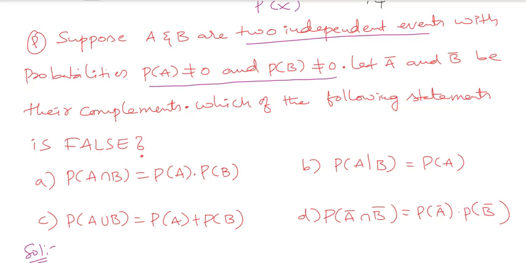If it is independent events, you know that probability of A intersection B is what? A and B are independent means the occurrence of A does not depend upon the occurrence of B in the different sample space. So hence option A is correct. It's a correct statement. Am I right or not? Yeah.